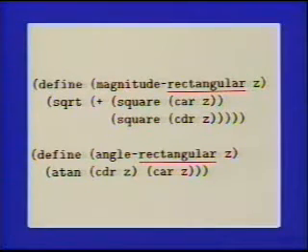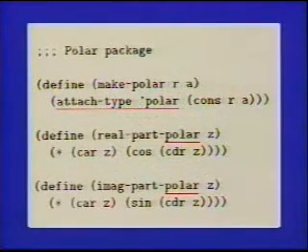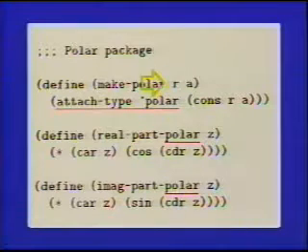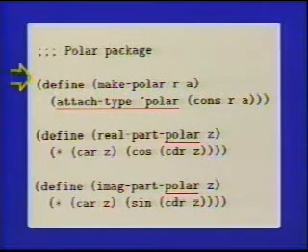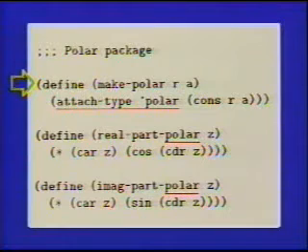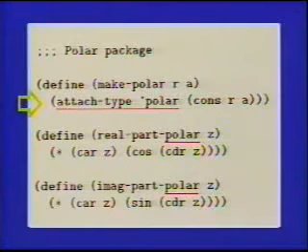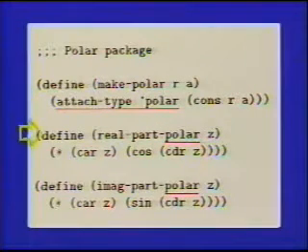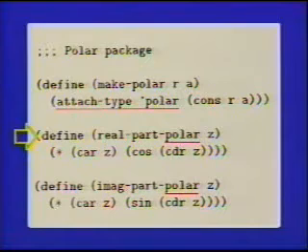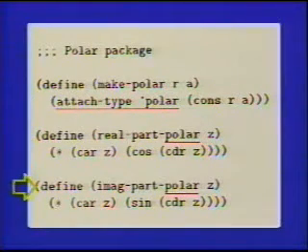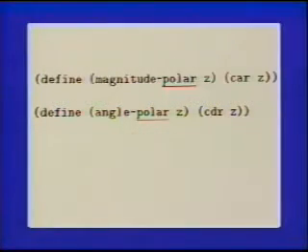And Martha has to do basically the same thing. Martha, previously, when she made a complex number out of a magnitude and angle, she just consed them. Now she attaches the type polar, and she changes the name so her real part procedure won't conflict in name with George's. Right, so real part polar, imaginary part polar, magnitude polar, and angle polar. Okay.